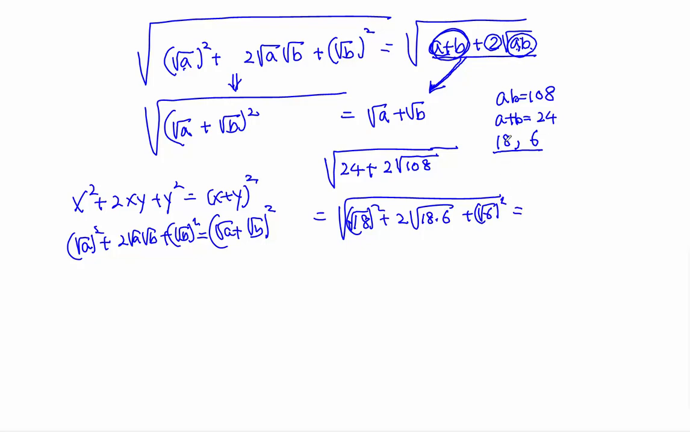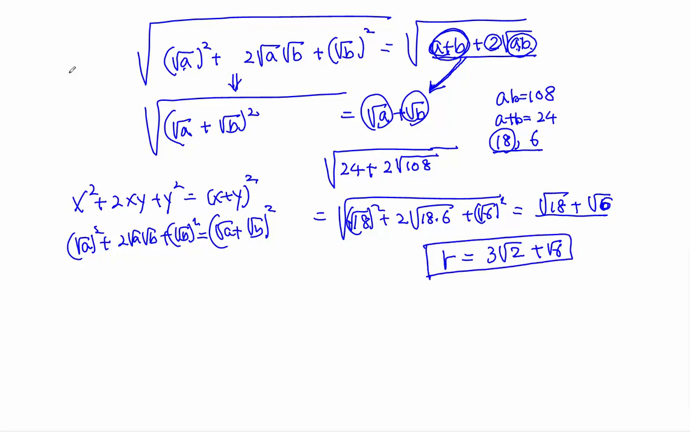But when you have this one, just write it like this. The bigger number is first. Square root 18 plus square root 6, okay? That's it. So how can you simplify over here? Square root 18 is what? 3 root 2, and root 6. That is the value of R.